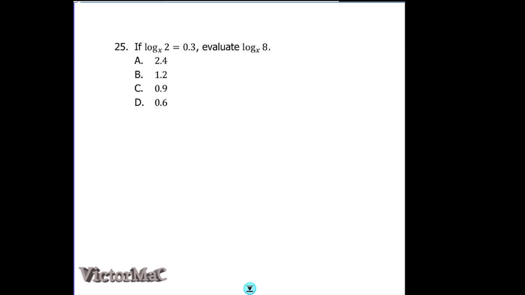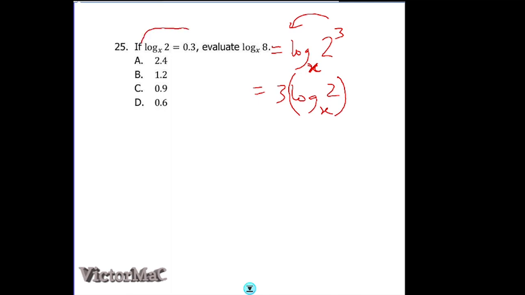Number 25. This question is about a logarithmic equation, and simplifying a logarithmic expression by substituting. Now, we said if log 2 base x equals 0.3, evaluate log 8 base x. How can we write this log 8 base x? We can rewrite it as log 2 raised to the power 3 to the base of x. And then by the power rule, we can transfer the 3 as a coefficient. So we're going to have 3 log 2 base x. Already the value of log 2 base x has been given as 0.3. So we say 3 times 0.3, and the answer here is 0.9. Option C is the correct answer.